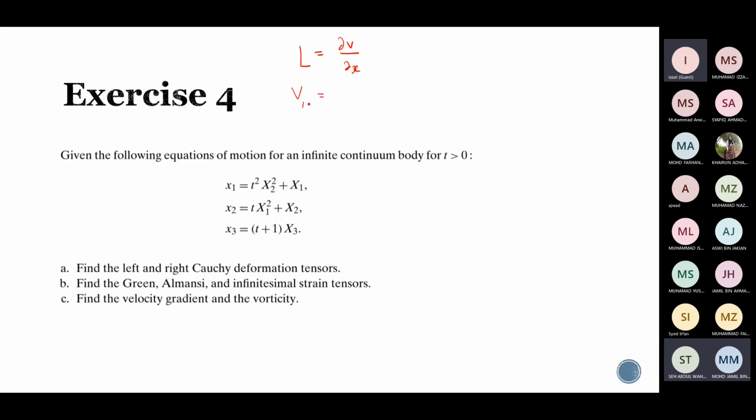So v1 is basically you differentiate small x1 over t, so you get 2t x2 squared, and then V2, this is big V. You get x1 squared, and then big V3.